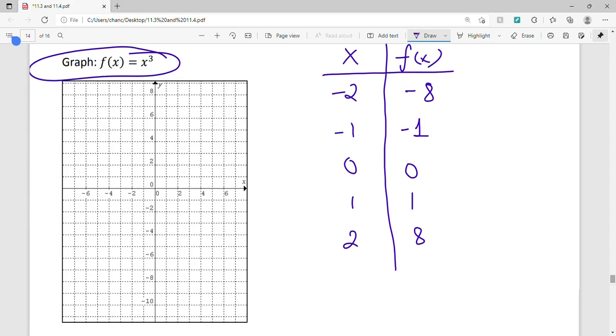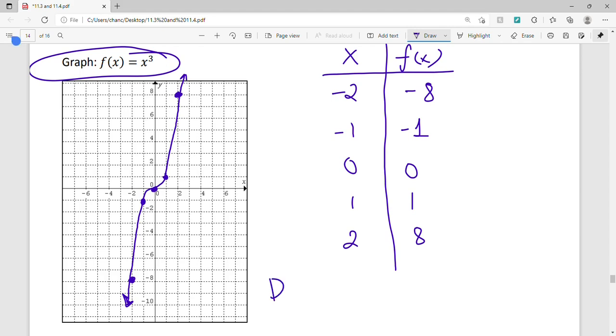Let's graph this thing out. Let's see what it looks like. We'll start with -2 comma -8. -1 comma -1. 0, 0. 1, 1. And 2 comma 8. So this is a cubic function. It looks kind of like an S. So it has a smooth curve, and it pretty much forms an S shape.